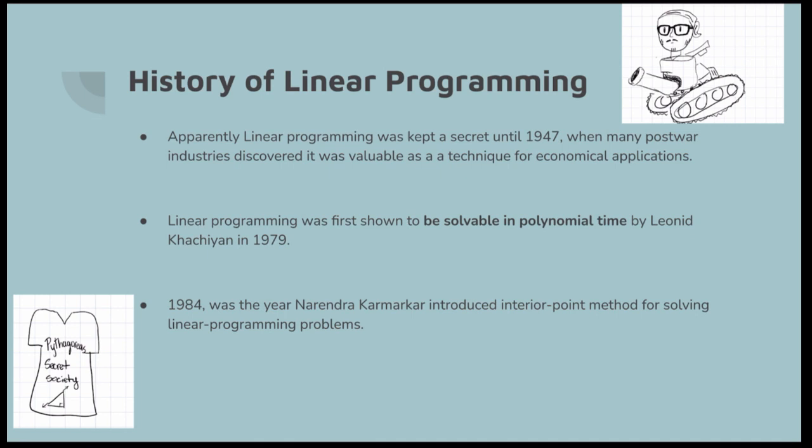So, as such, its classification as a secret apparently wasn't known until about 1947, when many post-war industries discovered it was valuable as a technique for economical applications. The classification around linear programming gradually eased as its applications became more widespread in various industries, academia, and non-military sectors, eventually leading to the widespread adoption and development of operations and optimization research.